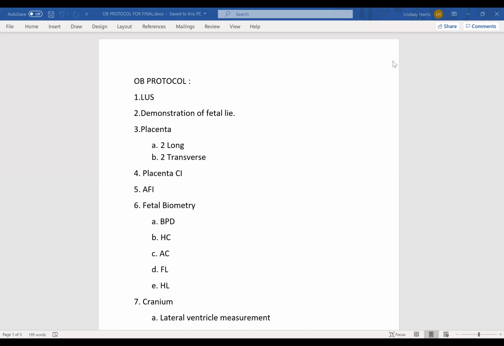Now, in a normal pregnancy, if the pregnancy is going well, around 18 to 20 weeks, we do what is called a CPS, or complete protocol scan. That's when we go through the baby and we make sure everything looks good. In this chapter, it tries to explain this to you.